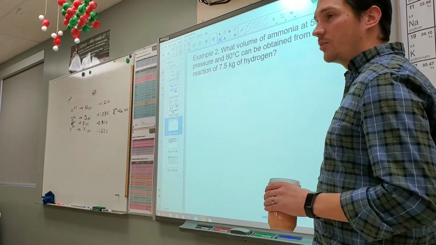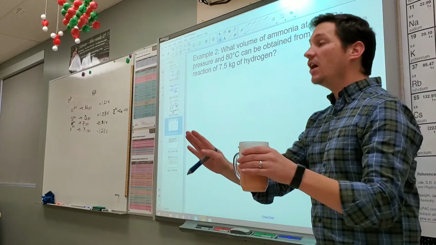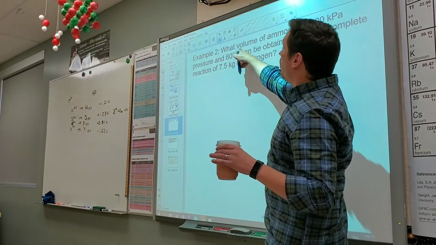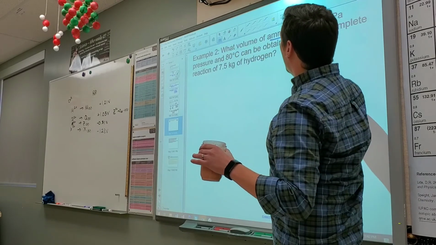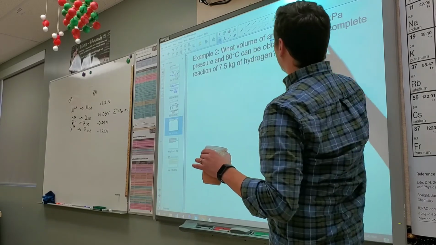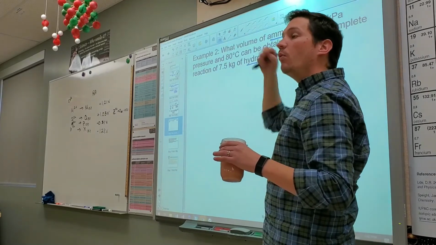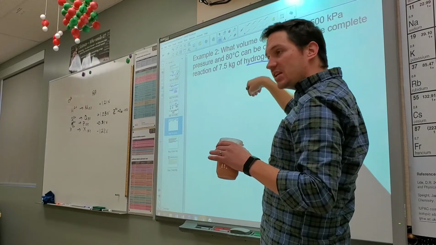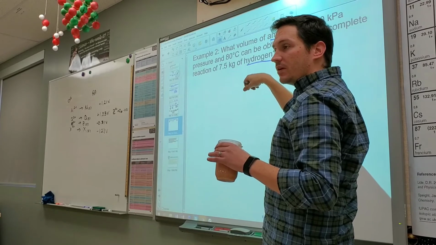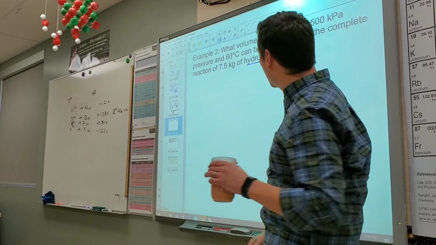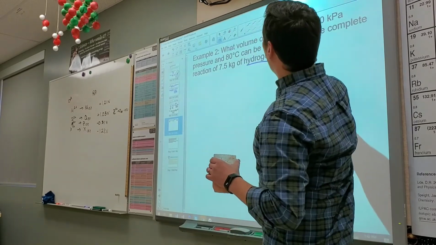You've got to get a balanced chemical reaction. First of all, let's see, is this actually a stoichiometry problem? What volume of ammonia can be obtained from the complete reaction of hydrogen? Is it talking about one thing, but then asking you about another thing? Yes, that's a stoichiometry problem. Yes, you need a balanced chemical reaction. Okay, so what volume of ammonia?